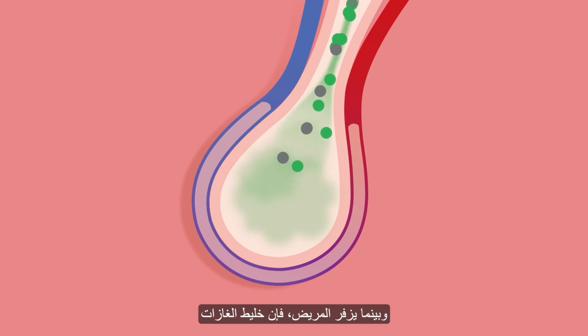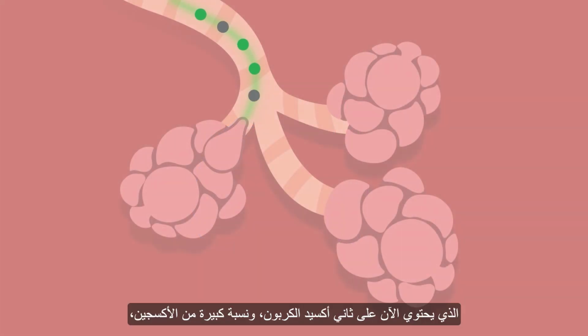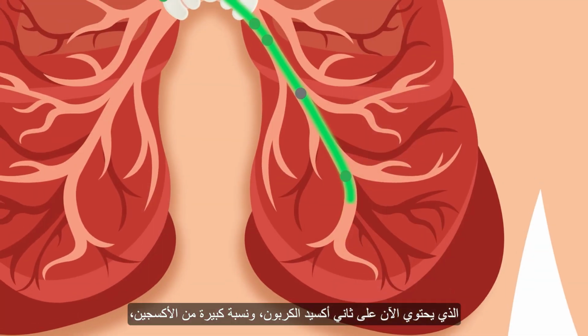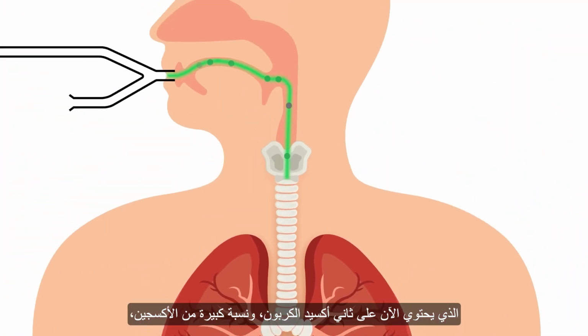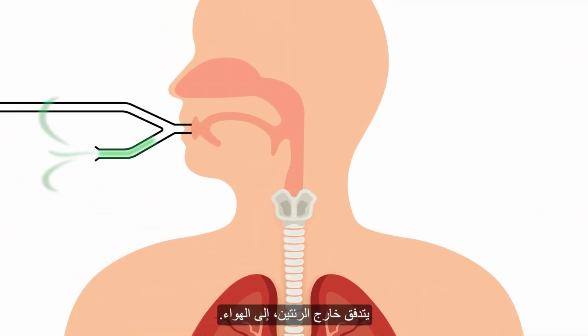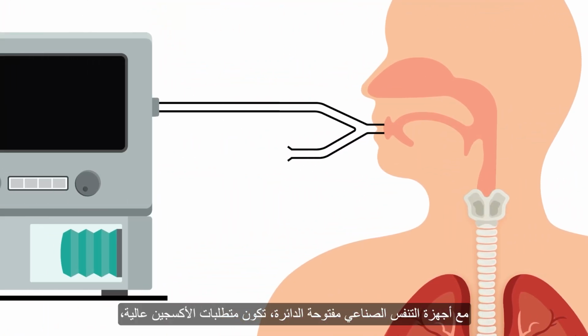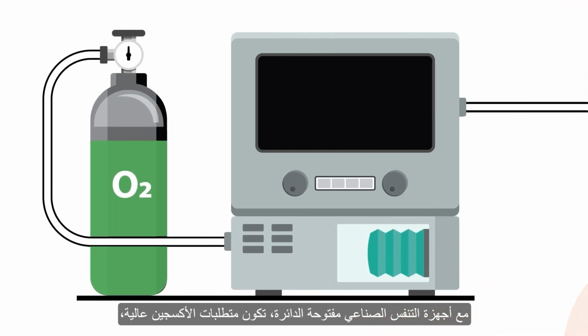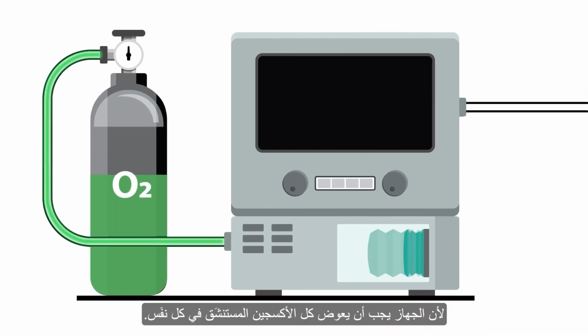As the patient exhales, the gas mixture, now containing exhaled carbon dioxide, but mostly oxygen, flows out of the lungs and into the atmosphere. With the open circuit ventilator, oxygen requirements are high because the ventilator must replace all of the inhaled oxygen each breath.